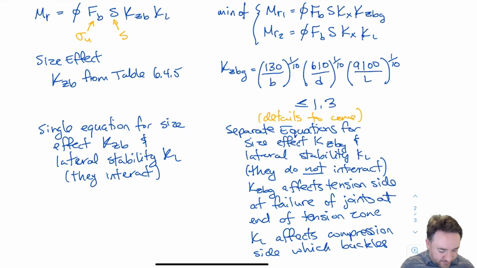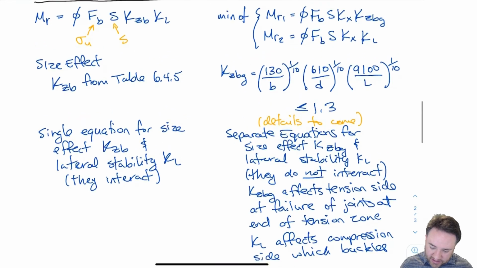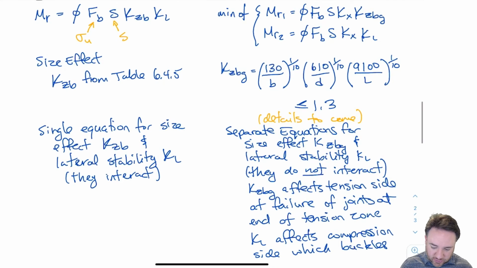Okay, so that's size effect. So that's KZB on the left and KZBG, G for glulam, on the right. And the last thing we're going to compare here is lateral stability factor for both. So we have lateral stability KL on the left, lateral stability KL on the right.